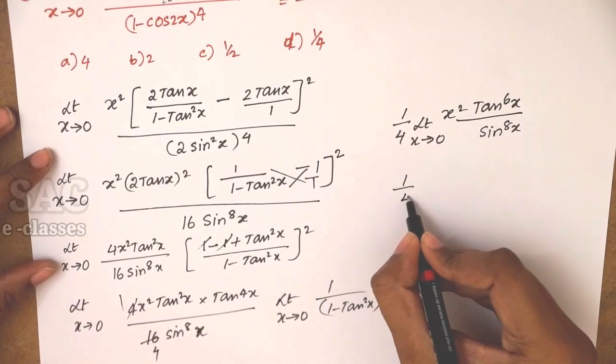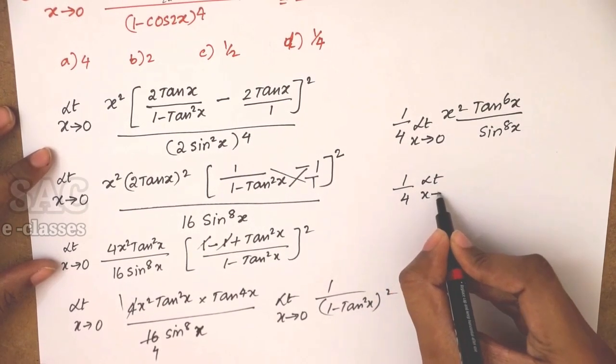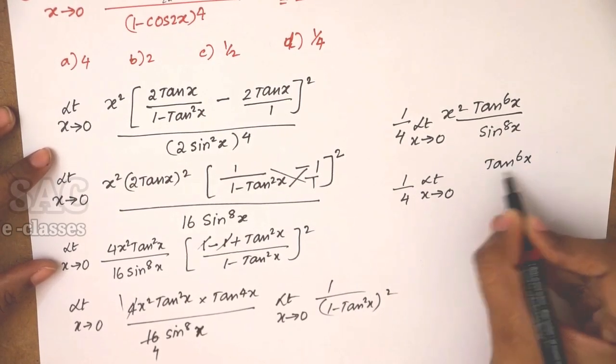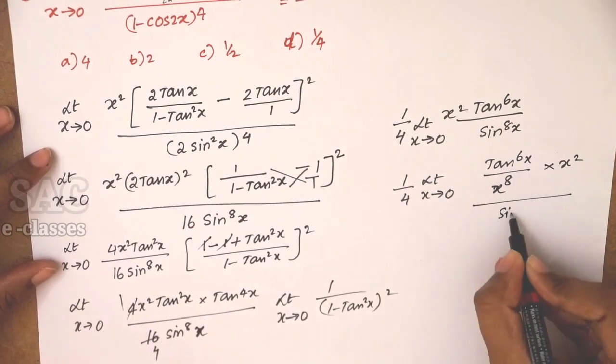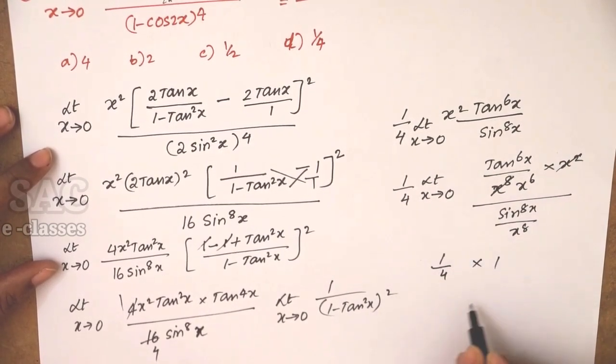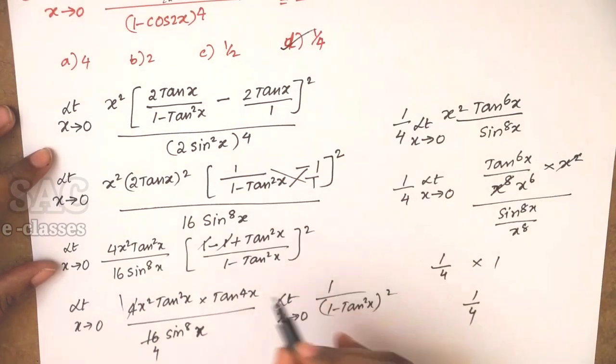To make it possible, limit x tends to 0, let me divide this one with x power 8. Use the sandwich theorem, it is 1. So the answer is 1 by 4.